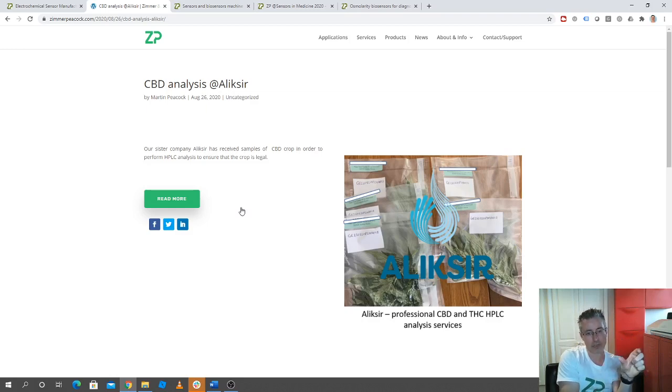So our sister company Alixia is really good at analytical chemistry. It owns an HPLC, and we use HPLC for the analysis of products which contain CBD. These days it's legal to grow CBD in countries like Portugal, for example, and I think in Spain. So we're receiving products from the growers, and we are testing them for the CBD content. So that might be interesting to some people.